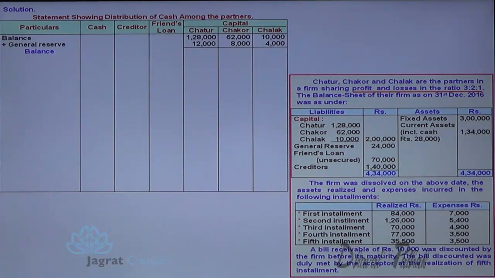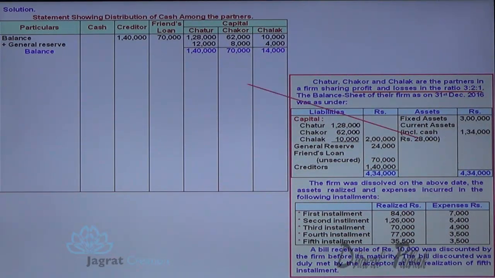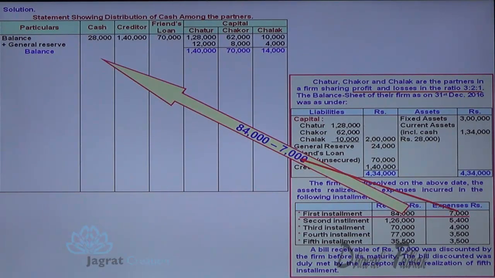Now, write the balance for friends loan and creditors. This is the total capital payable including general reserve. Then write the cash balance 28,000. Now, first installment, that is received, 84,000 minus 7,000. This is the amount received.